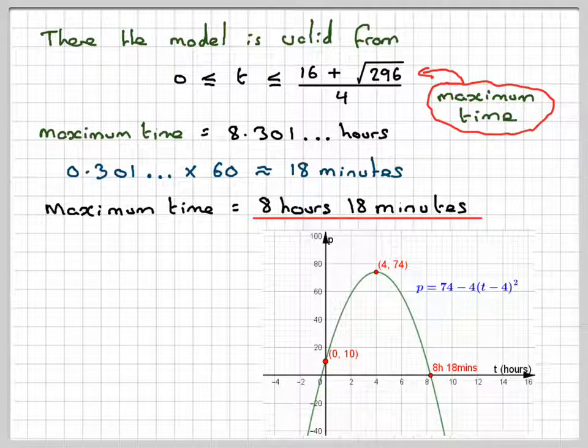Okay, here is a graph of the model. We can see it's a quadratic with a negative x squared. We can see that the maximum score that we could get in this model is 74. If we do no revision, we know we can get 10. And we know that the model will be valid from this point here to this point here. Outside of this range, it's going to be negative. We can't have negative time or negative percentage. So it's only valid between these 2 points, 0 and 8 hours and 18 minutes.